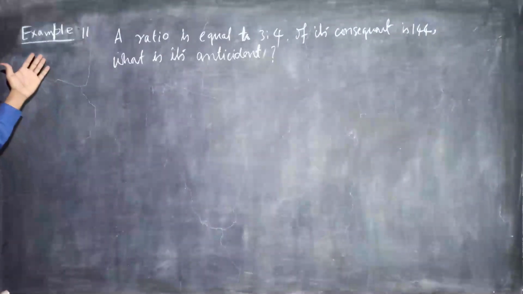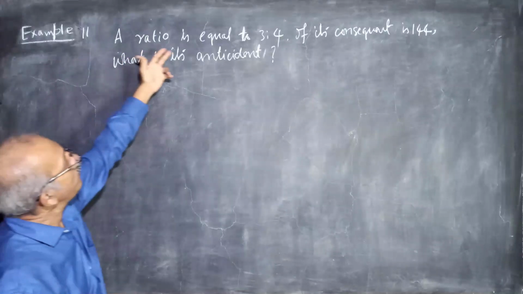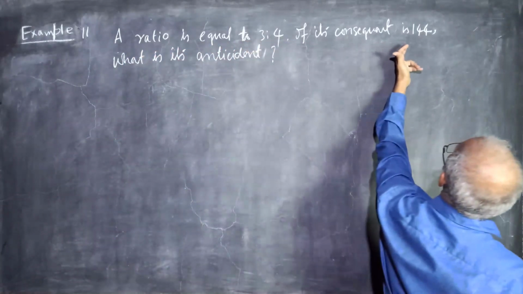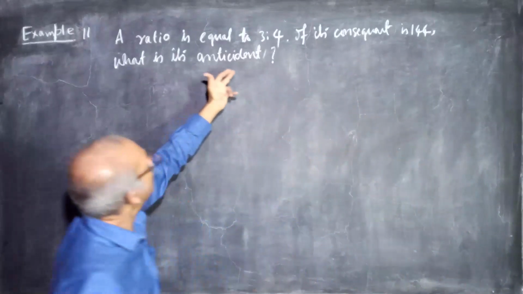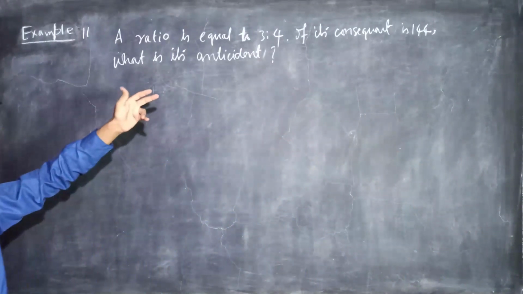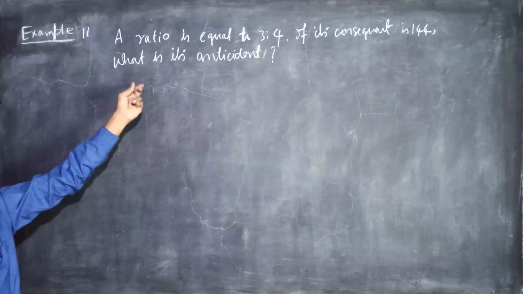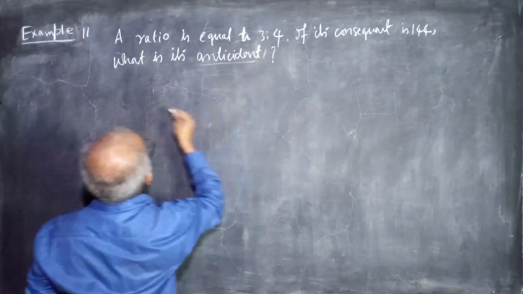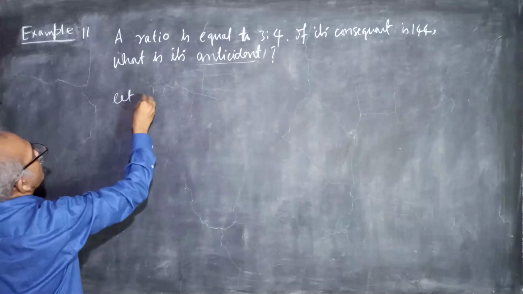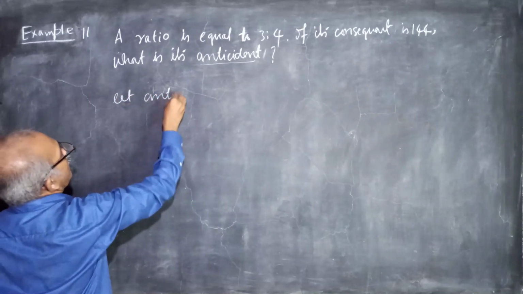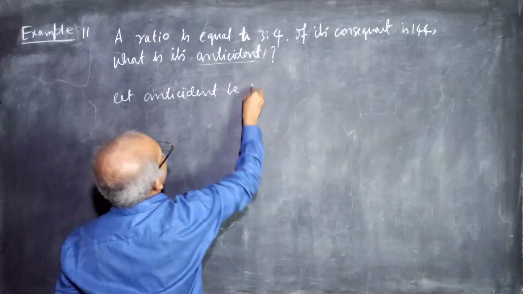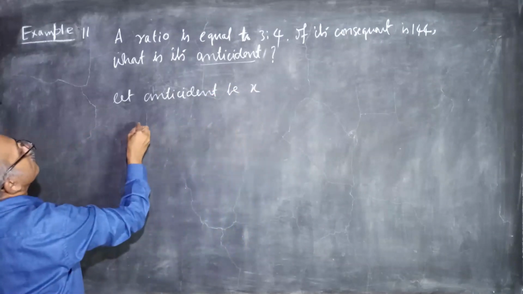Now we shall solve example 11. A ratio is equal to 3 is to 4. If its consequent is 144, what is its antecedent? In this problem, consequent is given. He is asking the antecedent. So here antecedent is not known. So let us take it as x. Let antecedent be x.